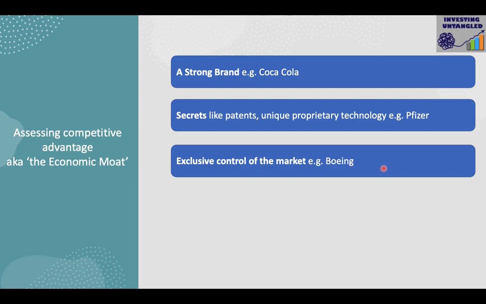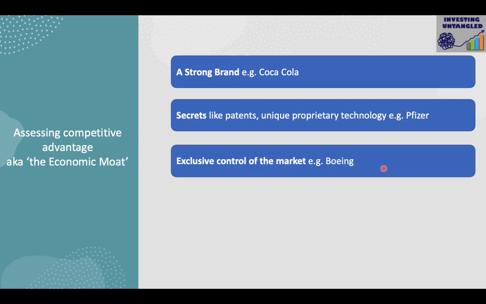The next thing is exclusive control of the market. For example, Boeing. Boeing is a company which produces aircraft, and it operates in a very sophisticated industry. It's not easy to make another company as big as Boeing and make aircraft. It's an extremely complicated technology, and Boeing has mastered it over so many years. The only other player in this sector is Airbus, and that's pretty much it.